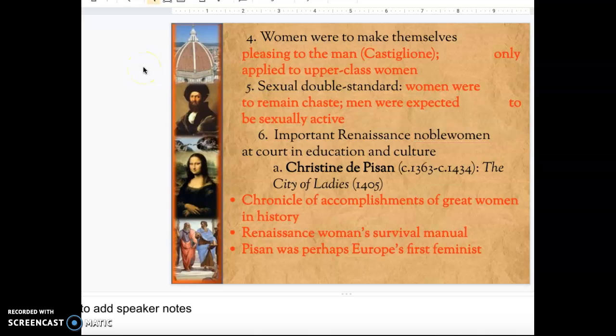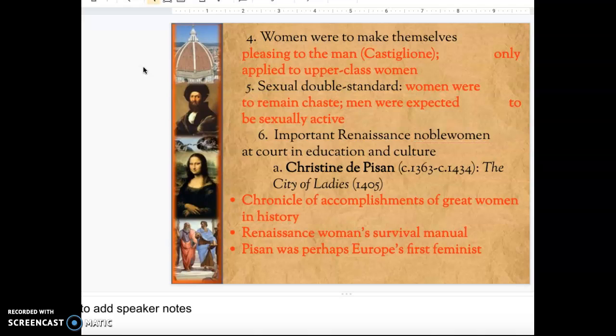Lower class women, on the other hand, had a completely different economic situation, and their status didn't change much compared to the Middle Ages. Whereas we see here, there's been change with the upper class women now that we have the Renaissance. That's why we're focusing on the upper class and not the lower class.